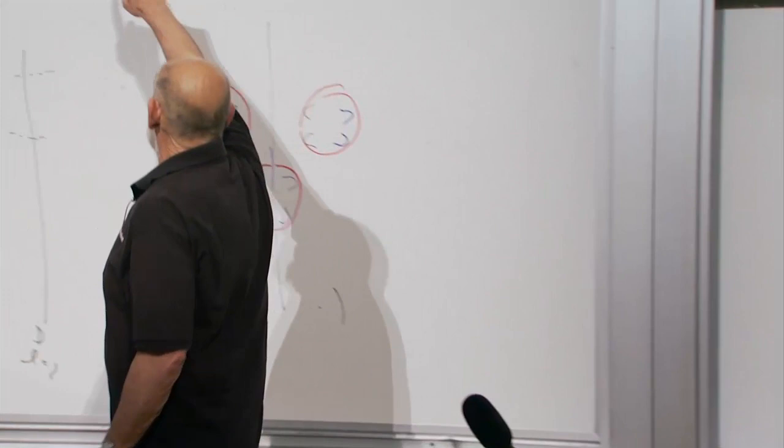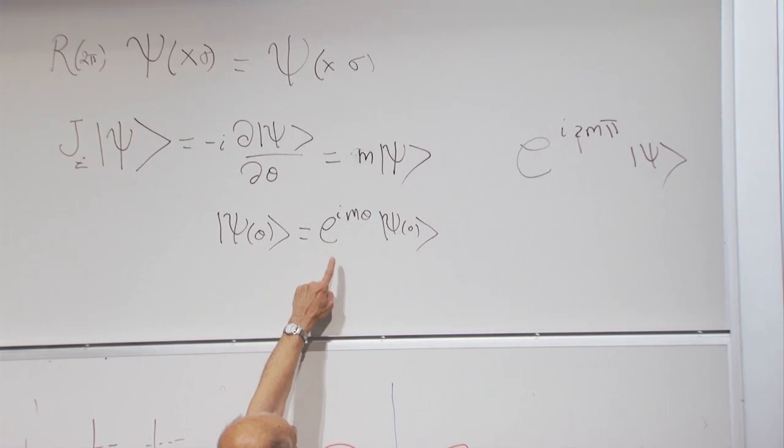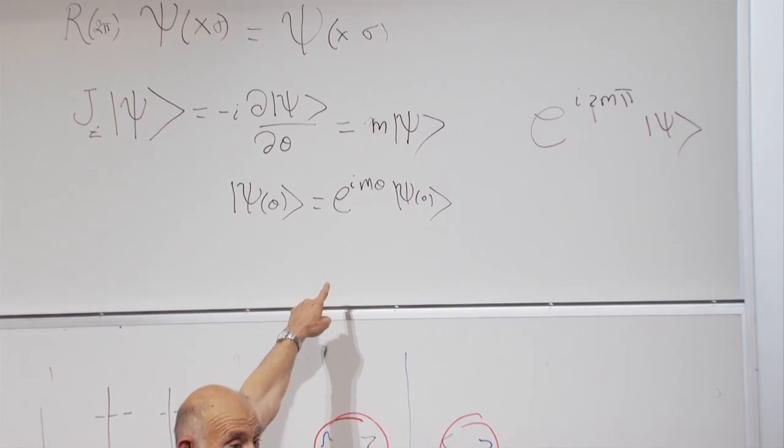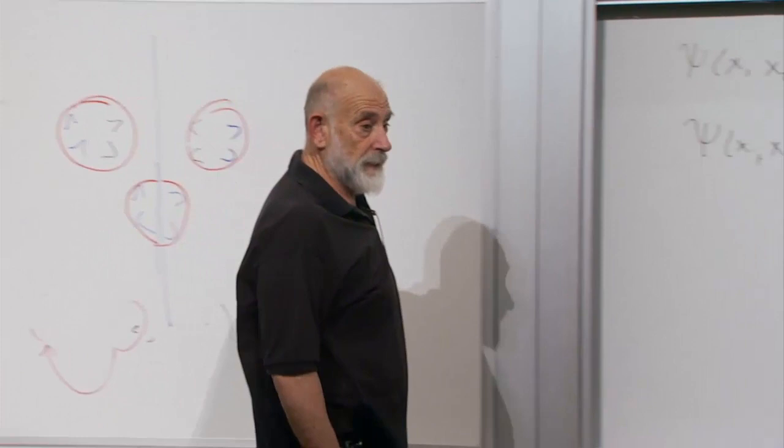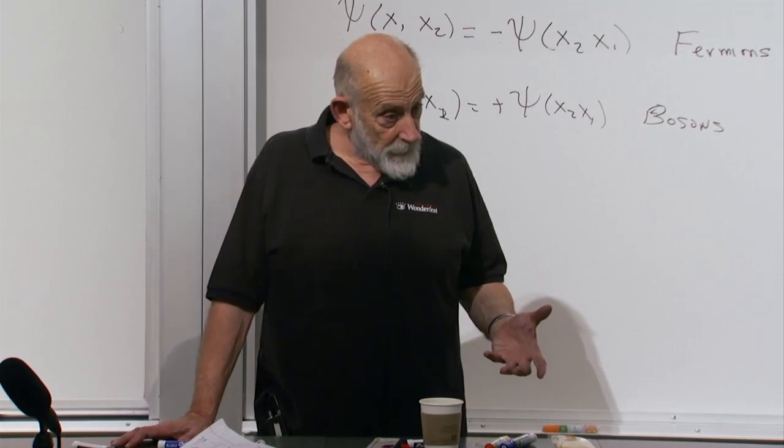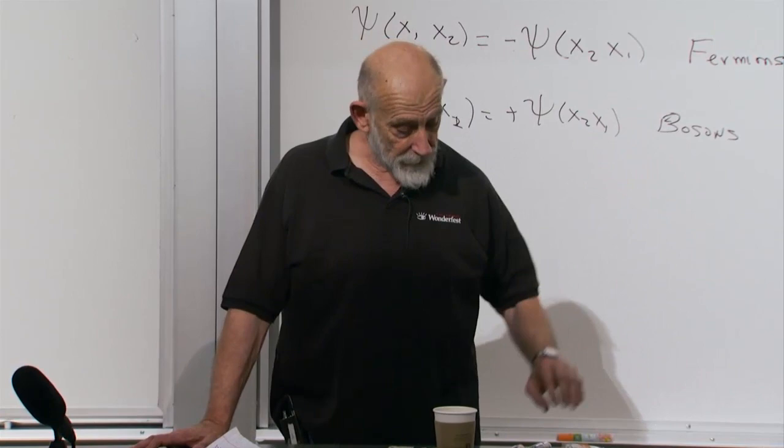If you rotate by a little bit, you pick up an e to the i m theta. If m is an integer, that's a full phase effect. If m is a half, then it basically gives you half the phase effect. Yeah, exactly. That's correct. And that's what half-integer spin means, that it rotates with half the phase so that a full rotation doesn't bring you back to the same thing.